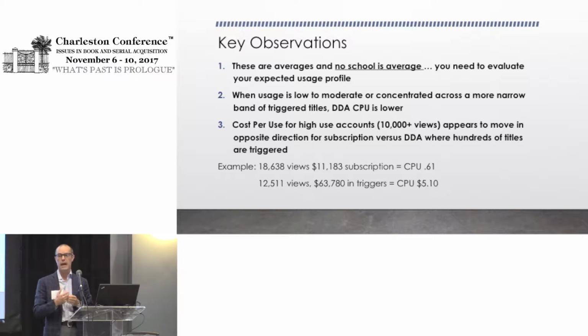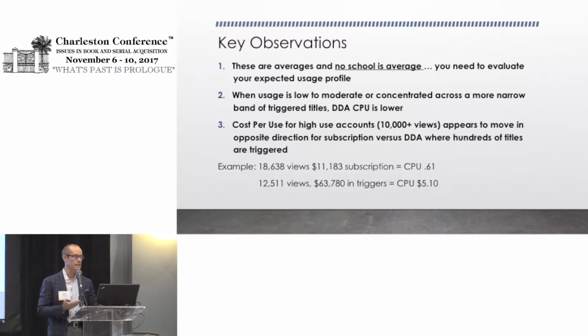You have to think about what your expected usage profile is. Am I going to access lots and lots of titles across many disciplines and departments? Or maybe I have just one department that's going to use a lot of video. You have to think about those things and assess the data in light of that. Another key finding, when usage is low to moderate or concentrated across a more narrow band of titles, not a super wide band of titles, then DDA does produce lower cost than the subscription aggregation model.